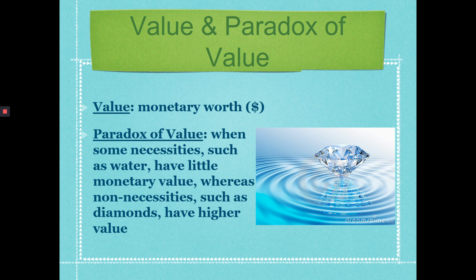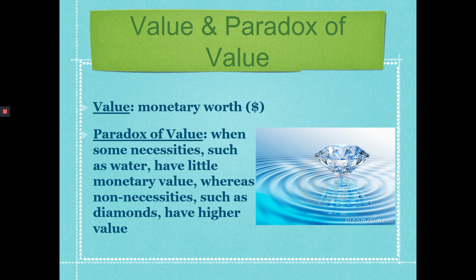That's the paradox of value. When some necessities, such as water, have little value to us, but non-necessities like diamonds, Jordans, jewelry, fancy cars, they mean more to us and have more value to us than the things that we actually need. And that is the paradox of value. So for places like Africa, in my example, they value water because scarcity, guys, scarcity of water determines value.